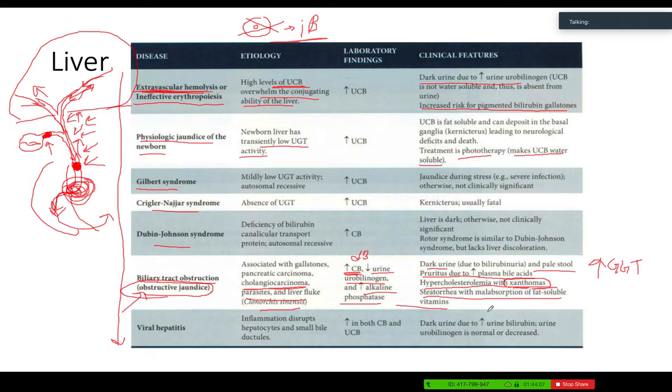Okay. In viral hepatitis, we have some inflammation disrupting the hepatocytes, small bile ductules. We'll see increases in conjugated and unconjugated, our direct and indirect bilirubin, and dark urine due to increased urine bilirubin. Okay?